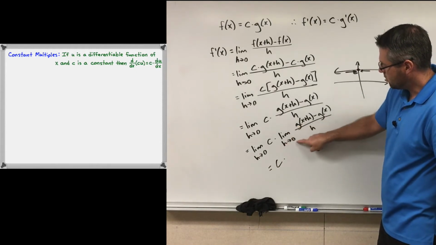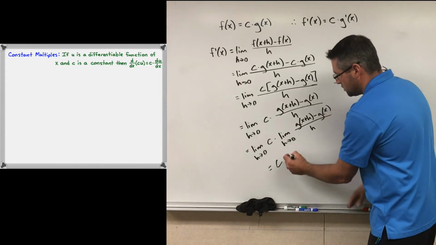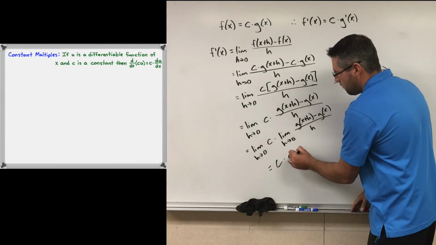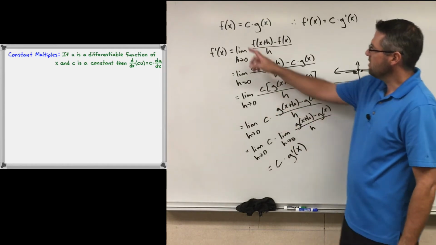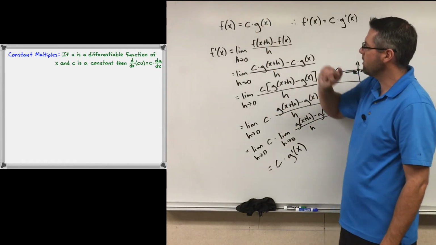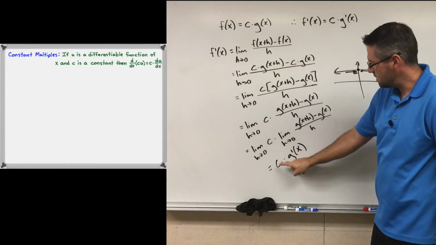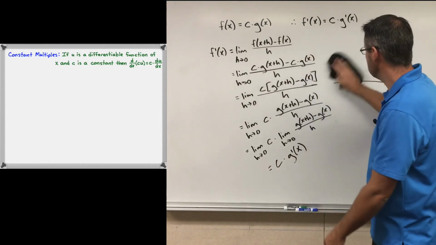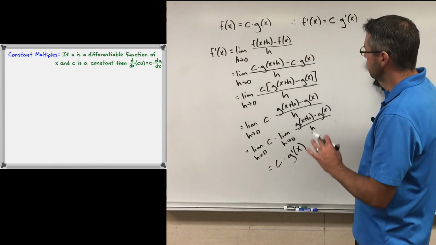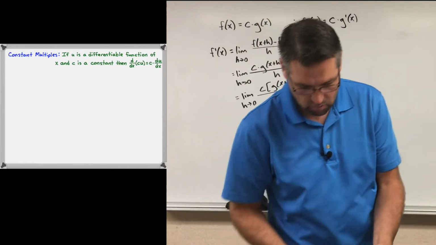What is the limit as h approaches 0 of g of x plus h minus g of x all over h? That is the definition of the derivative for the g function. So that's g prime of x. So you can see that if f of x is a constant times a function, the derivative is the constant times the derivative of that inner function, or that function that's being multiplied. Okay, so that's the proof for the derivative of constant multiples.